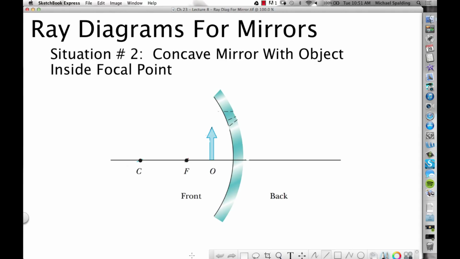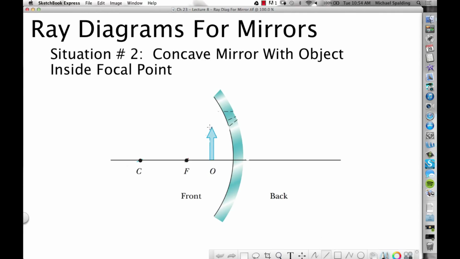Okay, situation number 2. Concave mirror, but the object is inside the focal point. The object is now in here. So same 3 rays, but this is going to break your brain a little bit. It's not going to be as straightforward as the last one. So take 90 seconds.